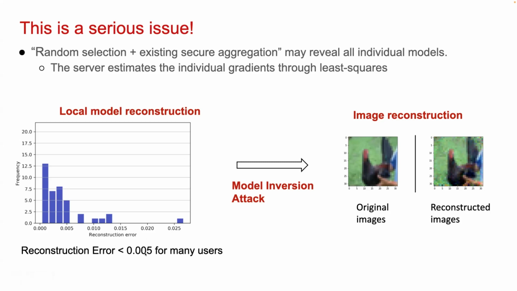So what you can see is that for many users, the server is able to learn their local models with a normalized error of less than 0.005. Think about the signal to noise ratio. It's very high. So the server is essentially learning the individual models of many users, and for all users the error is even below 0.025. Then after that, you apply the model inversion attack, and here is what we have shown. For example, you can then reconstruct one of the images that was used in the training.